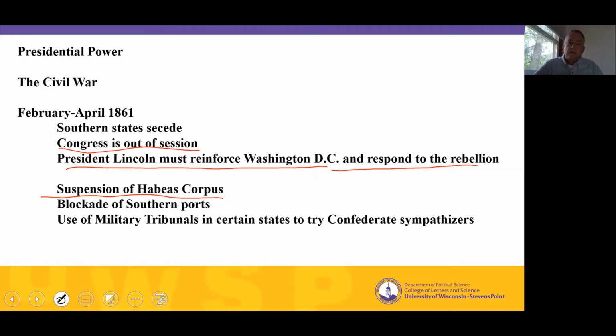Another thing Lincoln does, number 2, is he orders a blockade of southern ports. He orders the Federal Navy to blockade southern ports so that no shipping can get into those ports and no shipping can come out of those ports. Now, of course, the blockade is not 100% foolproof. Ships do get in and out, but the Southern blockade from 1861 up through 1864, well, into the end of the Civil War in 1865, does help economically cripple the South.